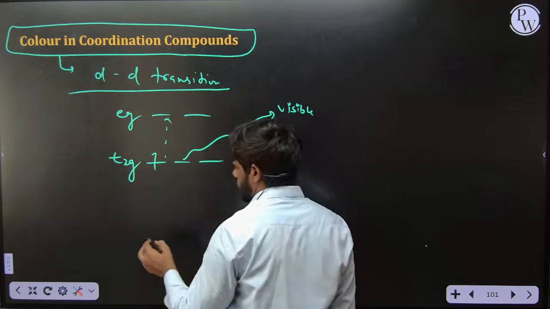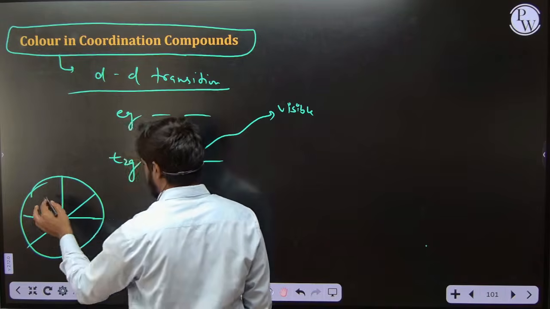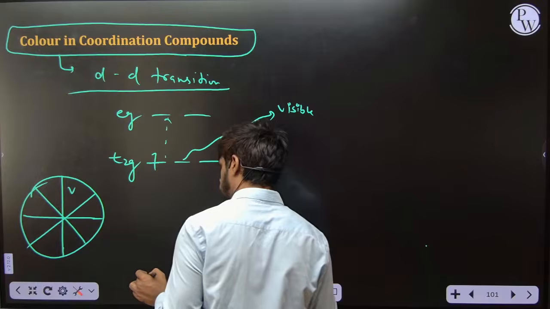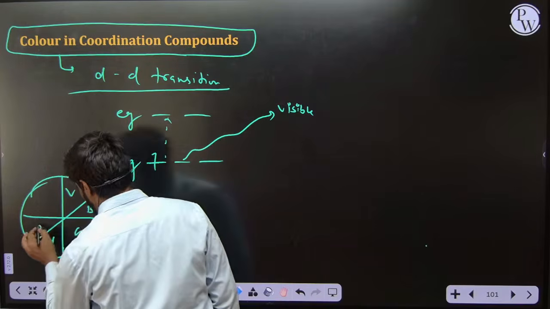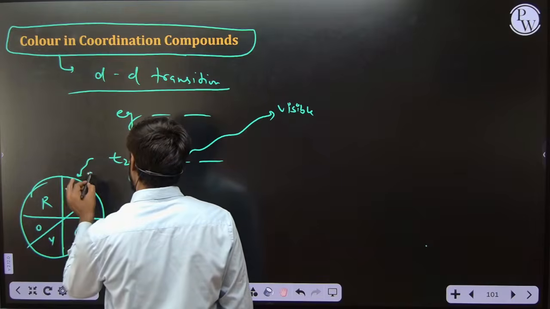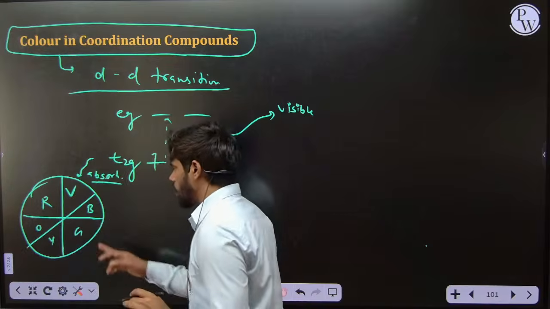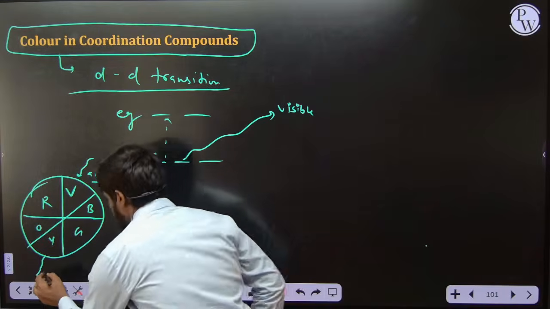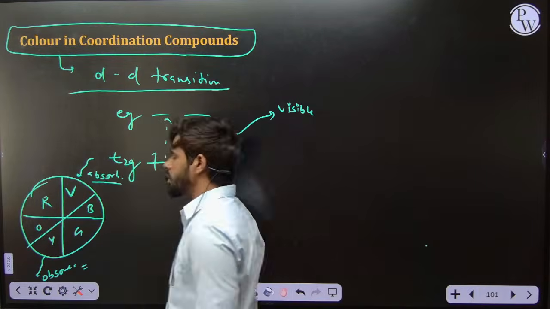So one thing, if we draw the complementary colors, if the color which is absorbed is violet, then the observed color will be yellow. That means this is known as a complementary color.